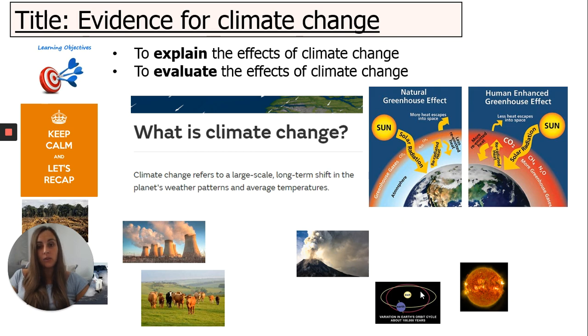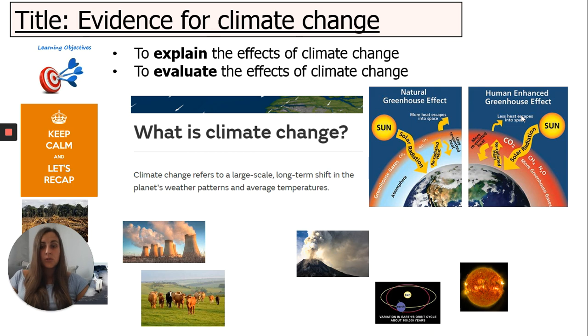We then had a look at some of the human causes. So we had a look at things like deforestation, farming, and burning fossil fuels, which was a big cause of climate change, especially in recent years. We then had a look at this up here, the natural greenhouse effect and then the human enhanced greenhouse effect. And we learned that due to human action and the amount of greenhouse gases being emitted into the atmosphere, the atmosphere thickens up and the sun's heat can't escape back out into space. So overall, we're warming up.